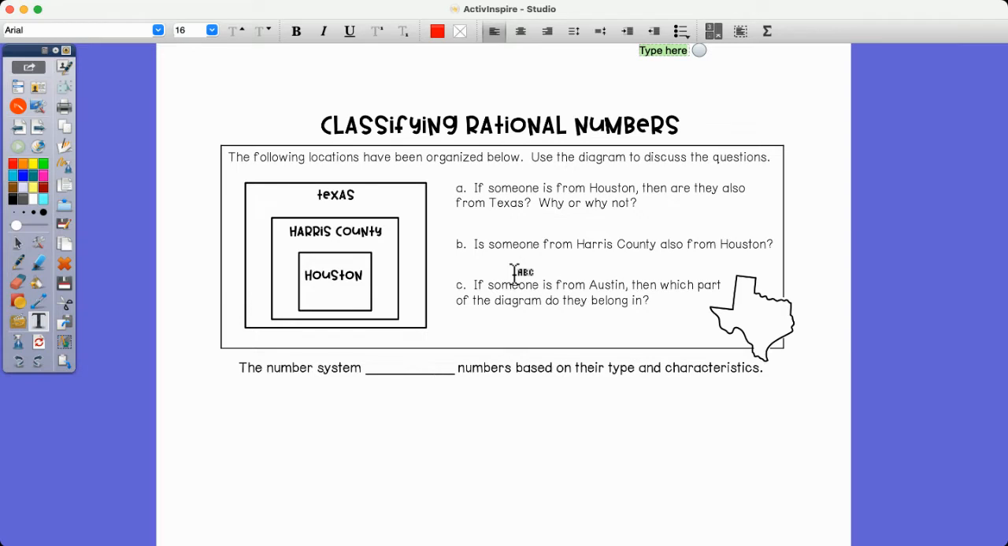It says the following locations have been organized below. Use the diagram to discuss the questions. So you'll notice there are 3 boxes, and inside the innermost box is Houston, and then Harris County, and then Texas. It says, if someone is from Houston, then are they also from Texas? Why or why not?